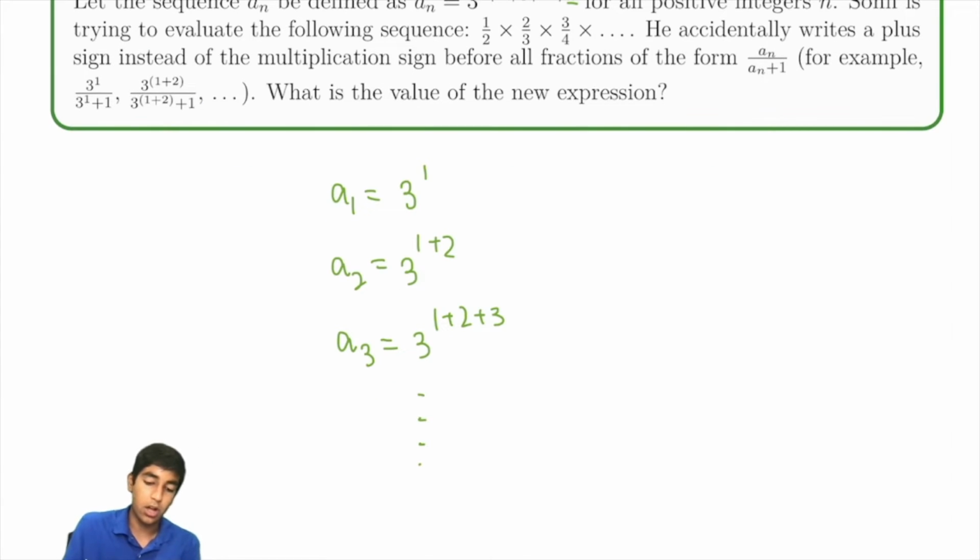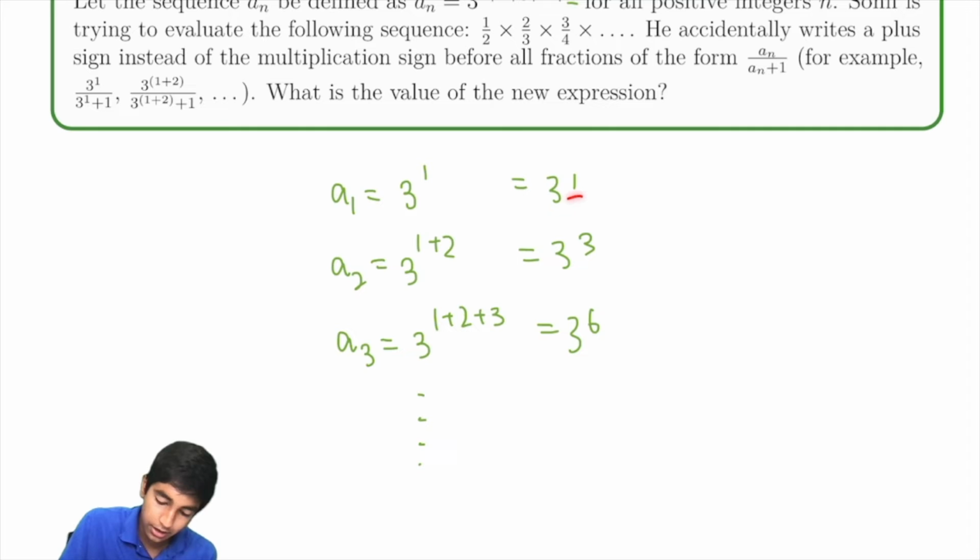We kind of get what's going on. This is 3 to the 1, this is 3 cubed, this is 3 to the 6. You might notice that these are triangular numbers over here.